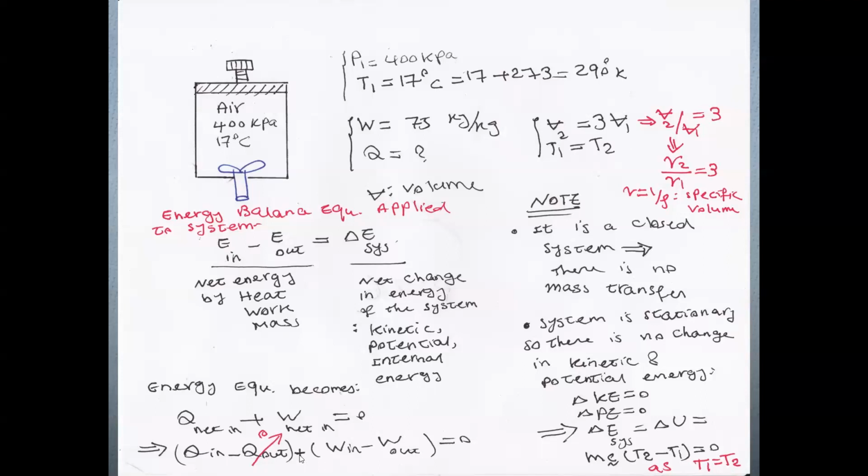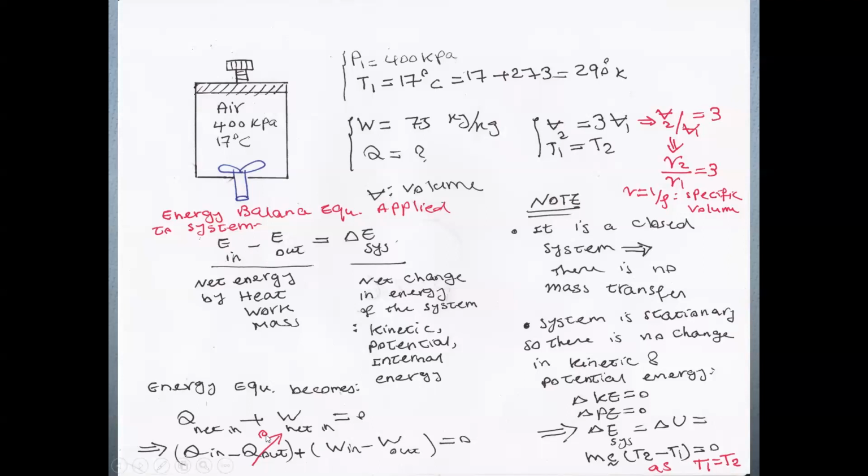Q in minus Q out, pack Q's together and pack W's together, plus W in minus W out is 0. That's the energy balance equation, the first law. We just apply the first law to this system. There is heat transfer into the system. Let it be, that needs to be determined. There is no mention of losing heat or heat transfer out of the system.